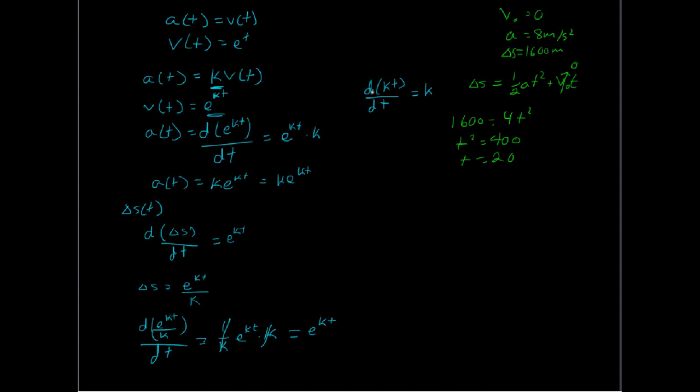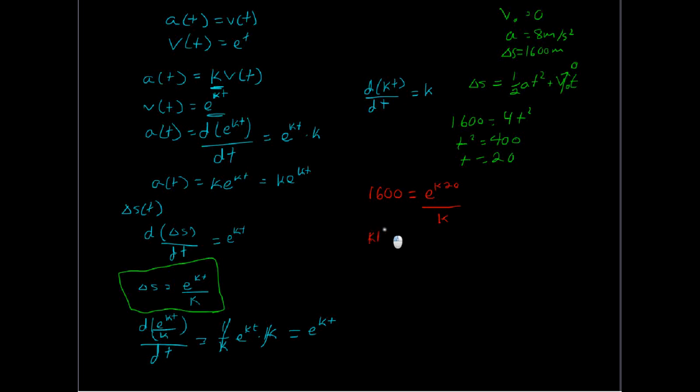In order to do that, we're just going to plug into our displacement function right here. So 1,600 is going to be equal to e to the k times 20, divided by k. And now we want to solve for k. We can get started on trying to solve for k, but we'll quickly see how we run into problems, but we'll go through the steps anyway.